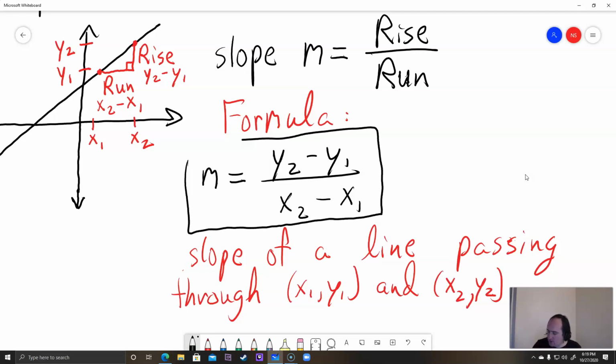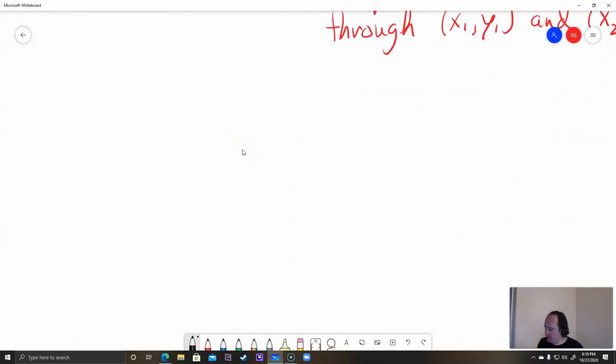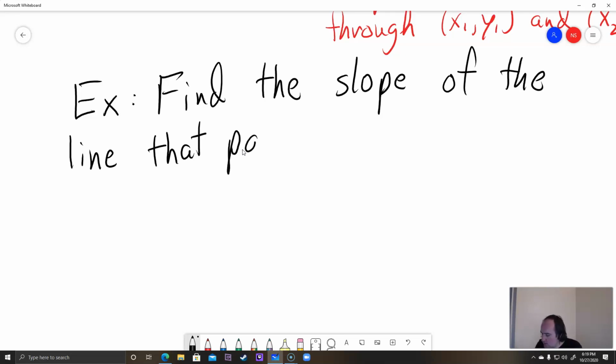Your first type of homework problem from this section, you're going to be using this formula to just calculate the slope of a line. So let's see an example that uses this formula. Actually, we'll do a couple of them. Example: find the slope of the line that passes through the given points.